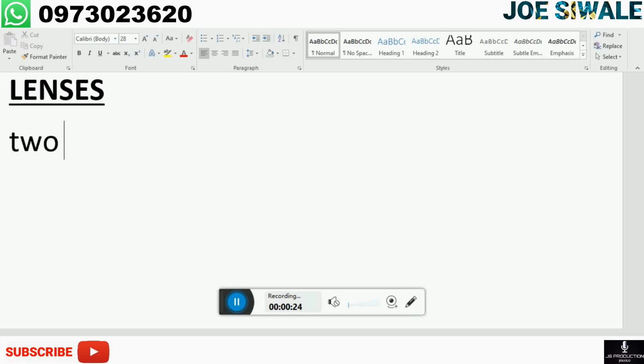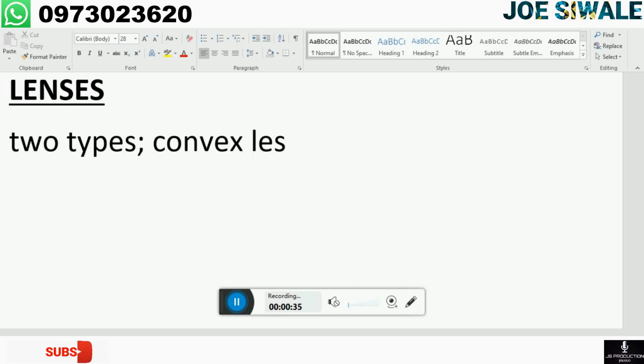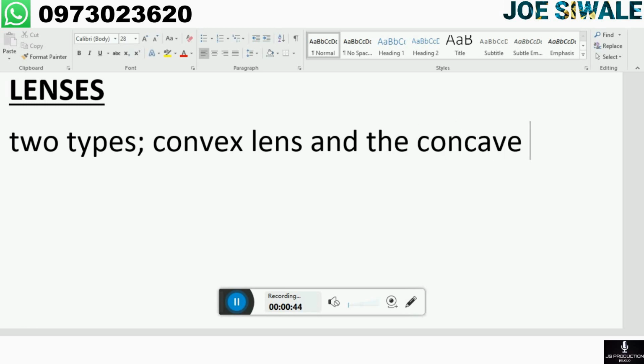So there are two types of lenses, and this includes the convex lens and the concave lens. So these are the two types. So we are going to discuss each lens in detail. So we're going to start with the convex.